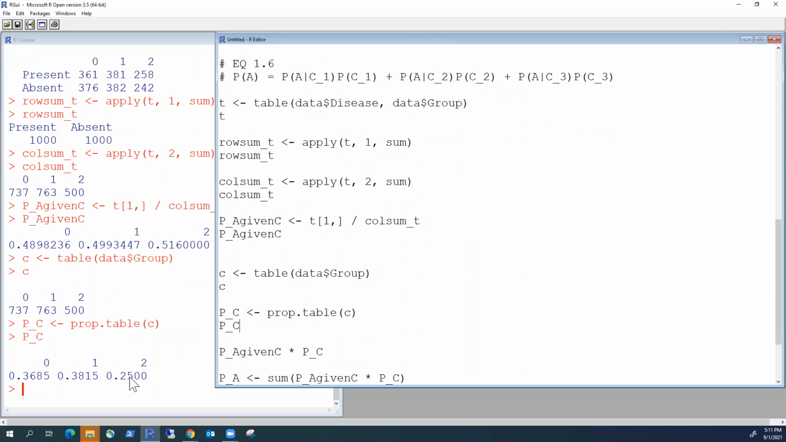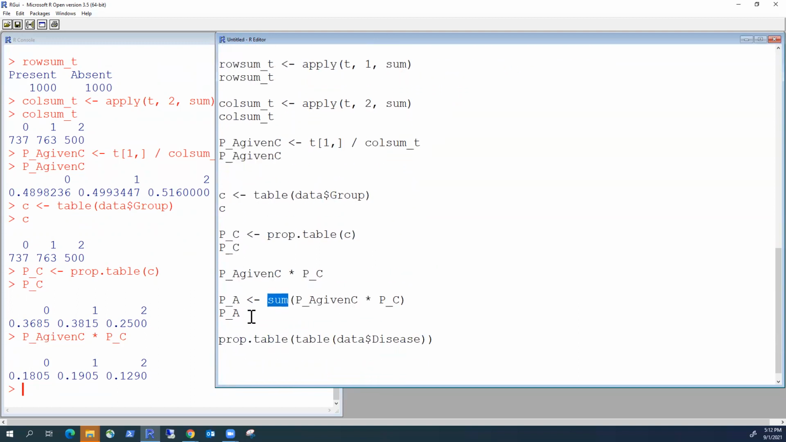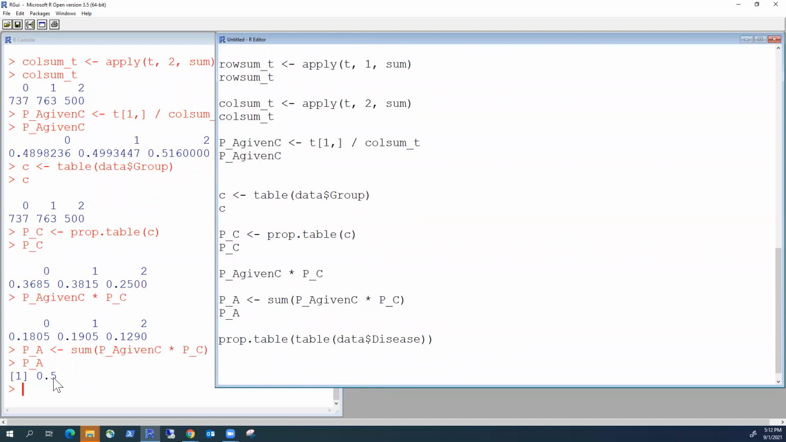And if we look at equation 1.6, it's saying take the probability of A given C and multiply that by the probability of C, right? So by doing that, we're going to get each of these individual terms. We should get 3 terms, and there they are. And now all we have to do is sum them up. So I'm going to use the sum function. Okay, so to find the probability of A, we get 0.5.